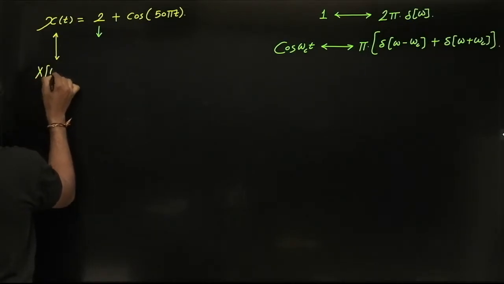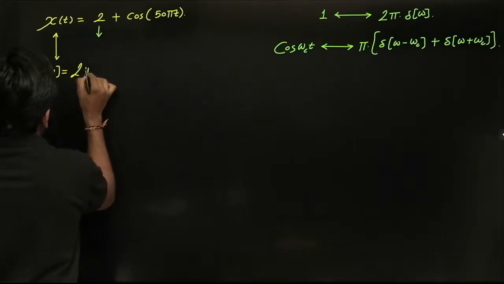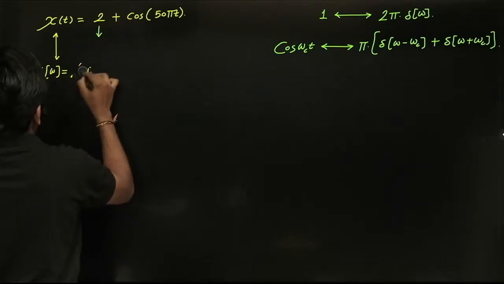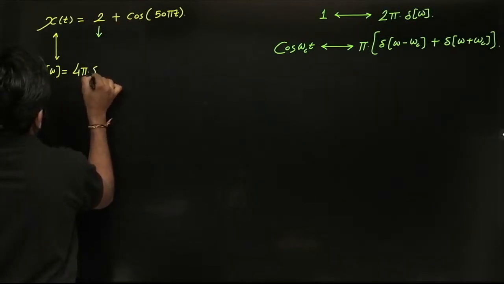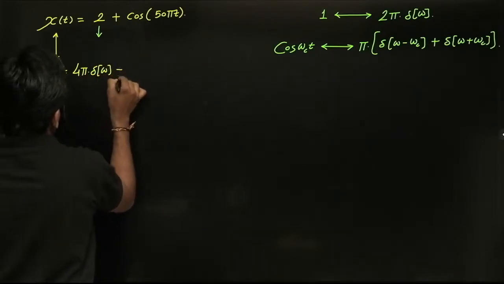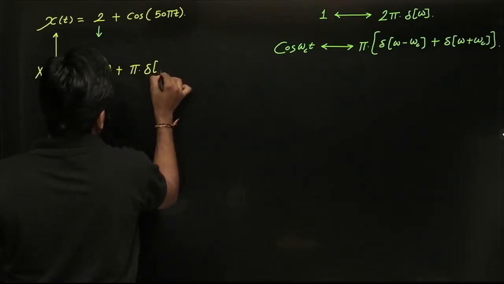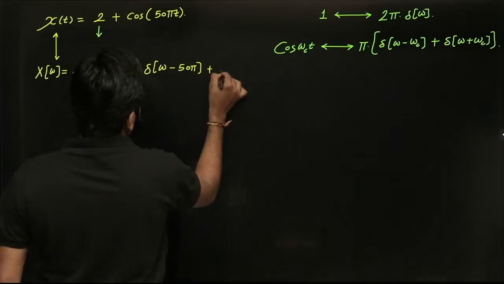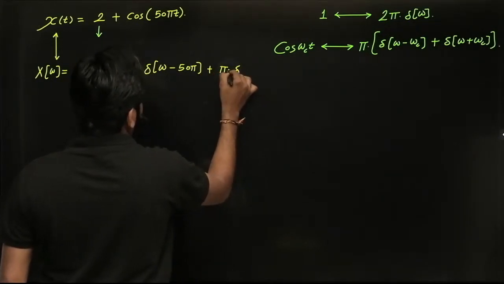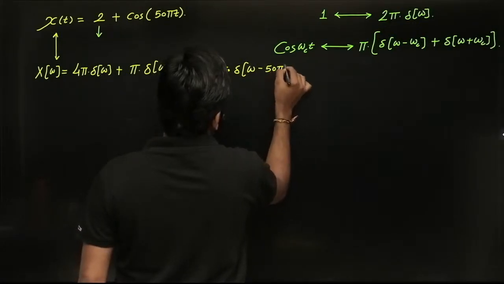Correct? So if you take the Fourier transform of the input signal, that is X of omega, then for the constant it will be 2 times 2 pi, so 4 pi del omega, an impulse at the origin. Here pi del omega minus 50 pi, an impulse at omega_c equal to 50 pi, and one more impulse present at minus 50 pi, guys.